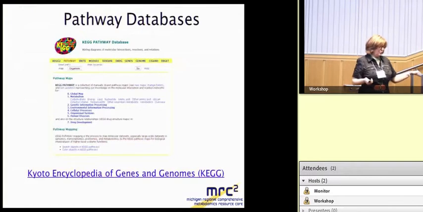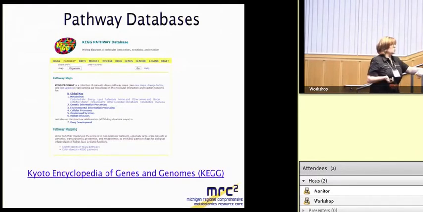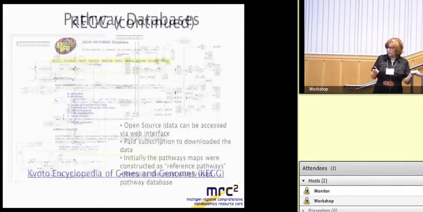So now, zooming into the main subject of my talk, the pathway databases. Okay, the first and probably the most widely used database of this kind is KEGG. For those of you who are not familiar with it, it stands for Kyoto Encyclopedia of Genes and Genomes, and it is maintained by a group in Japan. It has pretty comprehensive information about biological pathways, not just metabolic pathways. It also includes signaling, genetic information processing, disease pathways and so on. So it's pretty comprehensive, and it includes information about a lot of organisms as well.